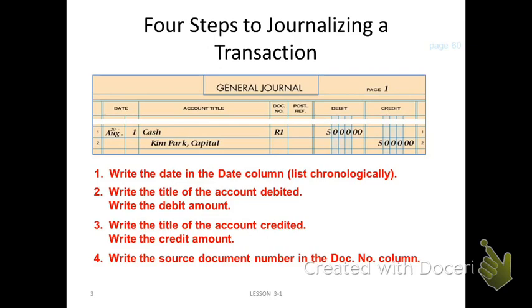The last step is to include that source document, the proof that the transaction occurred. And in this case, it was a receipt, abbreviation the letter R, R for receipt, and it was receipt number 1. There's also a page number on the very top of the journal. You can see it's page number 1, and it's a good idea to always number your pages so that way everything's in chronological order and nothing gets out of place.